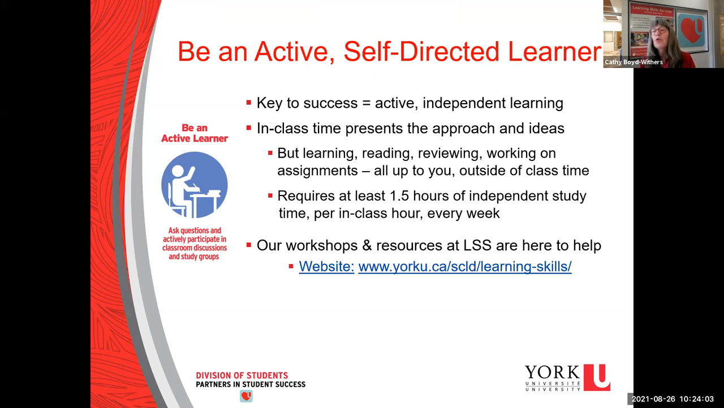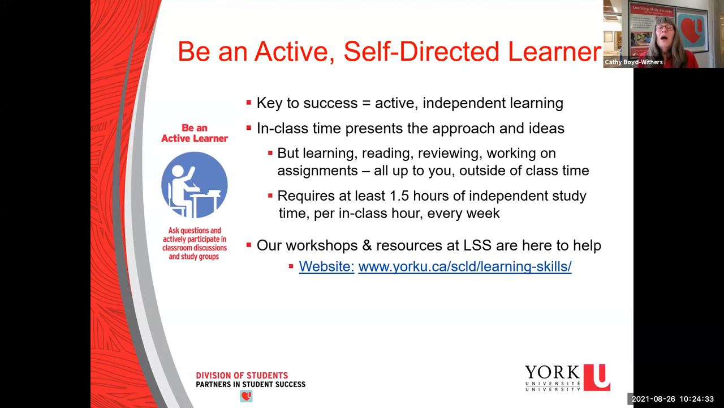And that involves reading, doing the readings for the course, reviewing on an ongoing basis is very helpful. Don't just wait until a test is coming up. That's what we mean by independent learning, is to build your learning day by day, week by week, outside of class time. Learn in class, obviously, too. But all of this other stuff, working on your assignments and so on, is up to you outside of class time.